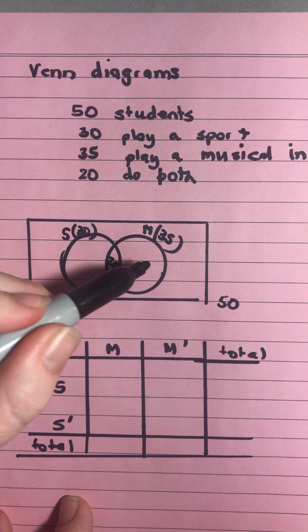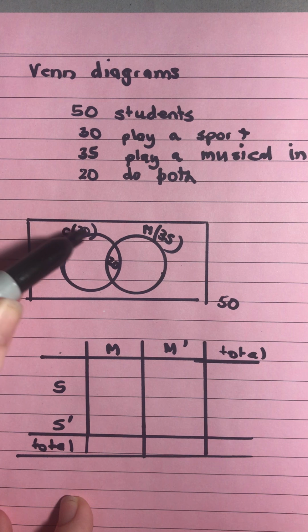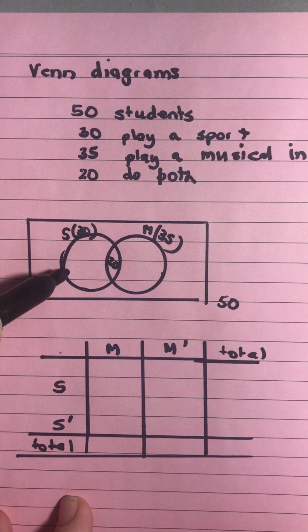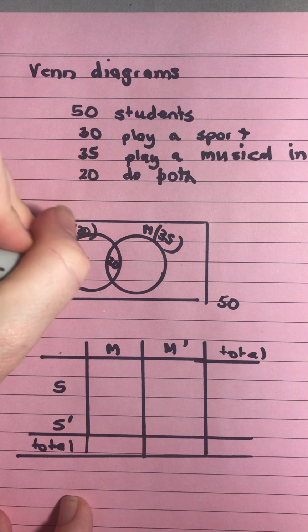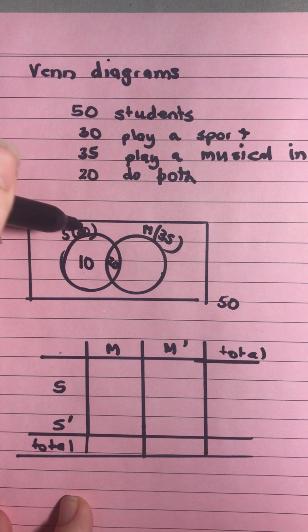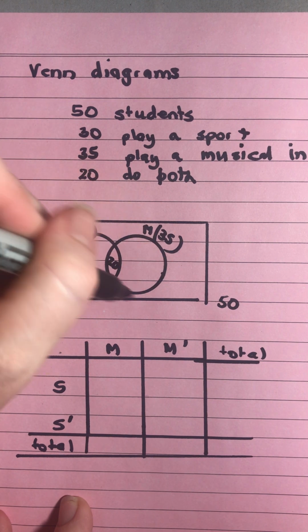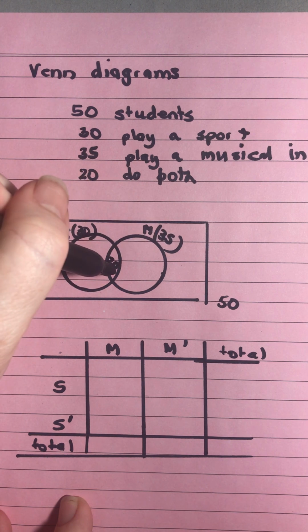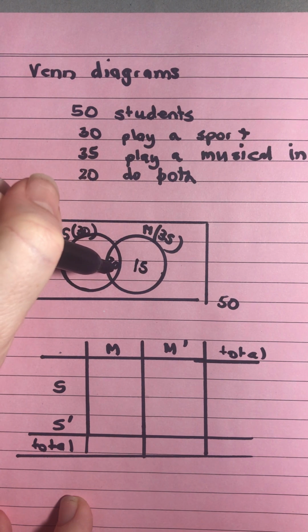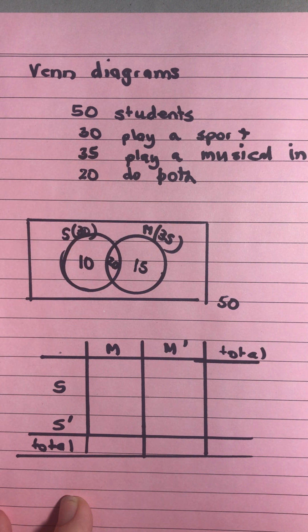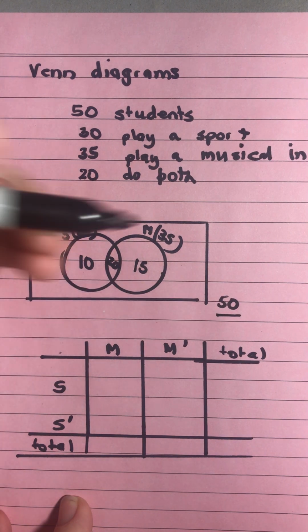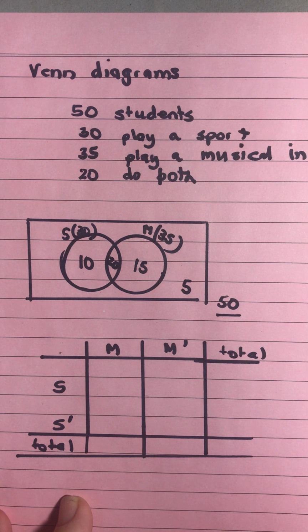That means I can then calculate these 2 parts here. So if I know that the whole circle is 30 and the overlap is 20, then this part must be 10, so that I can get 10 plus 20 gives me 30. Over here, if I've got 35 there and 20 here, I need 15, so that when I do 20 plus 15, I get 35. Now then I want to do a check here and say 10 plus 20 is 30, plus 15 is 45, but I want a total of 50, so I need an extra 5 that are outside. So that's the number of students that don't play a sport or learn a musical instrument.